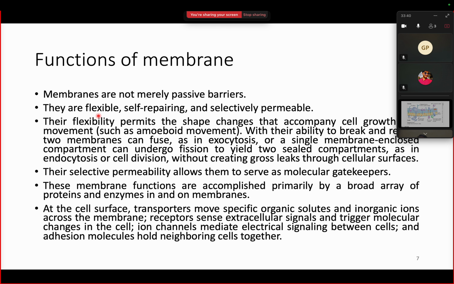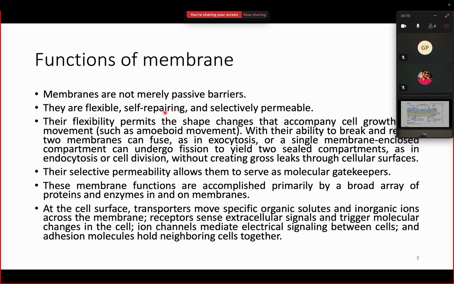They are flexible, self-repairing and selectively permeable. They are flexible obviously because, as we have seen, the membrane is made of a lipid bilayer, and those lipid molecules, the phospholipids which we are talking about, are connected to each other with multiple van der Waals interactions, hydrogen bonds, such things, right? So they are dynamic in nature, constantly breaking and constantly forming, hence it is flexible.